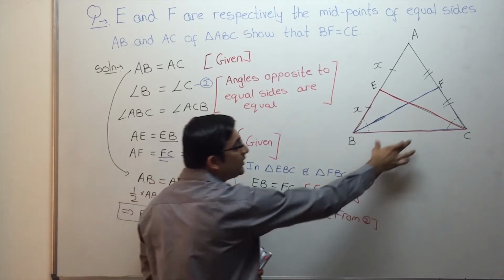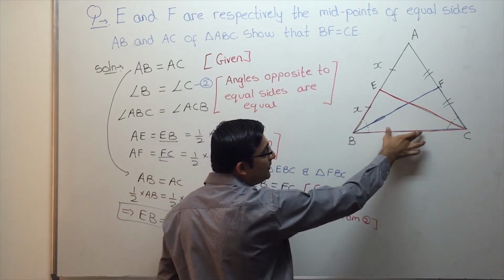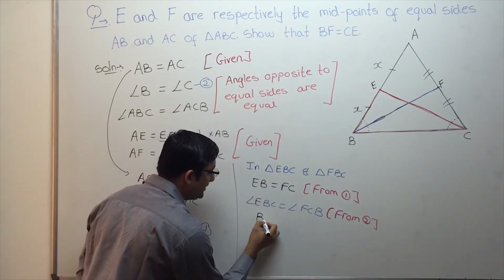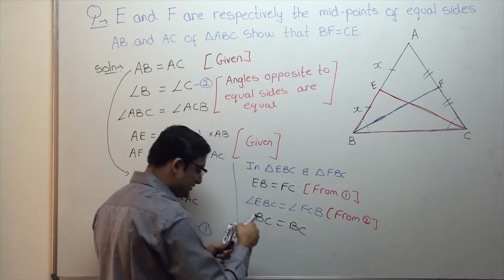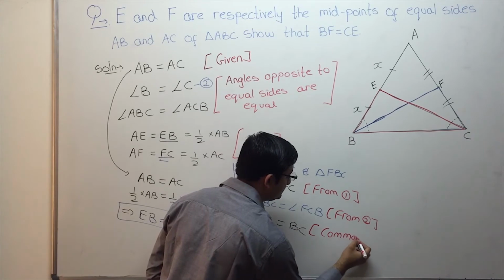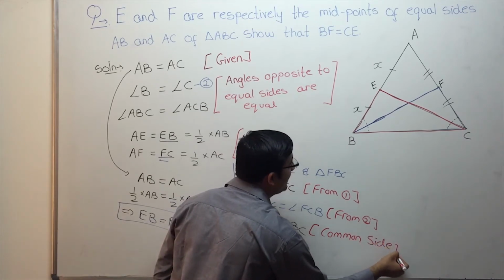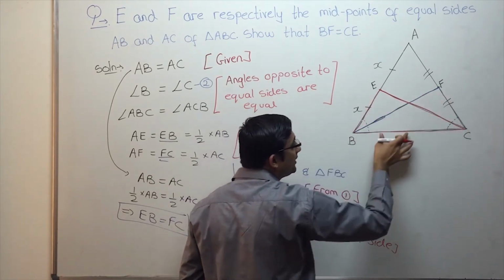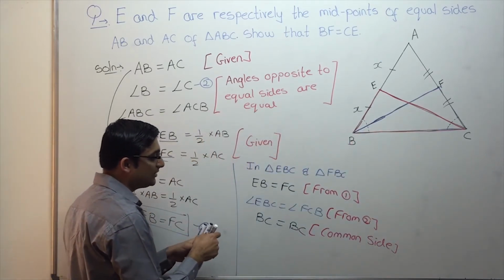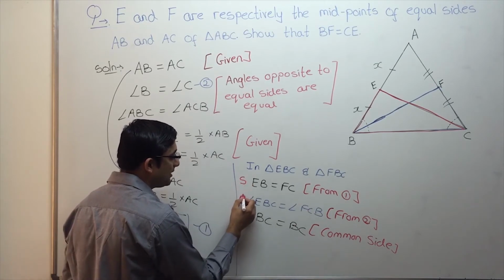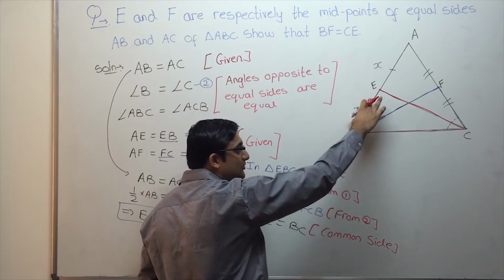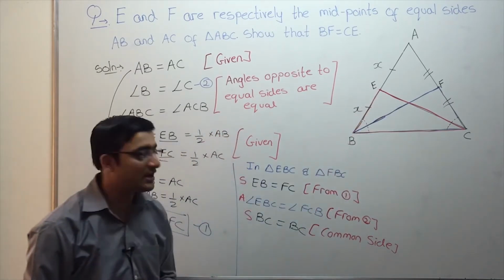Right. Next, what do I know? BC over here is a common side. BC is part of the red triangle. BC is also part of the blue triangle. So BC is equal to BC. What is the reason? Common side. So what do we have? In two triangles, two sides are corresponding and the included angle is also equal. So by SAS criteria, the two triangles are congruent. That is side, angle, side. Side, side, included angle. So by SAS criteria, the two triangles are congruent.